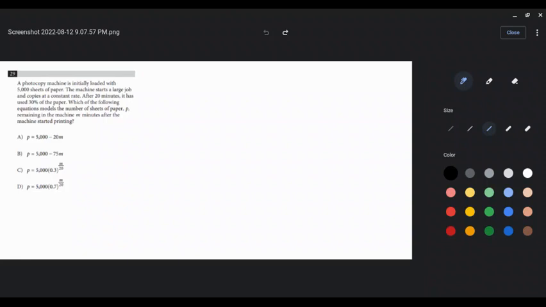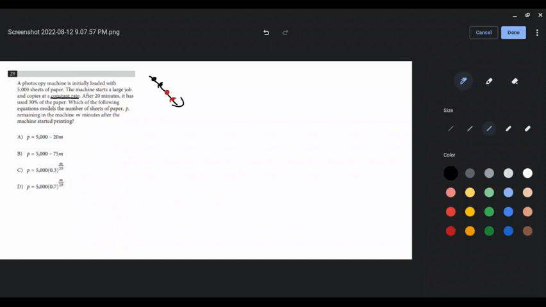Which of the following equations models the number of sheets of paper P remaining in the machine m minutes after the machine started printing? So one key piece of information is that the machine copies at a constant rate. And that means the graph of this equation will be linear. And that's because the rate between these 2 points and the rate between these 2 points will be the same, meaning the rate is constant.